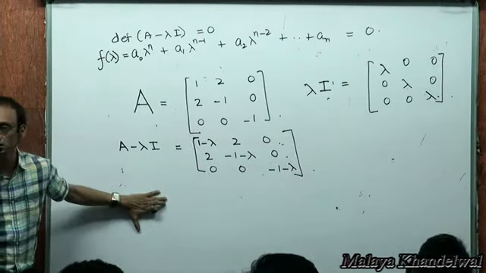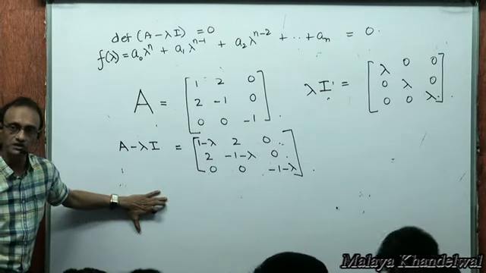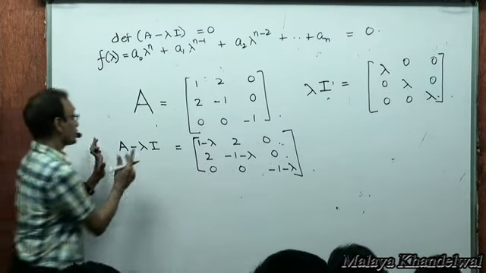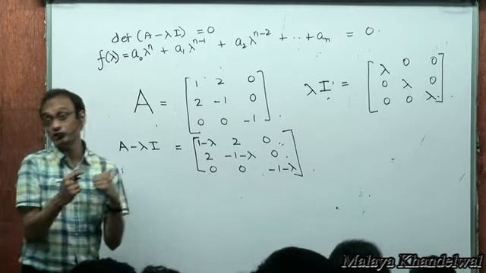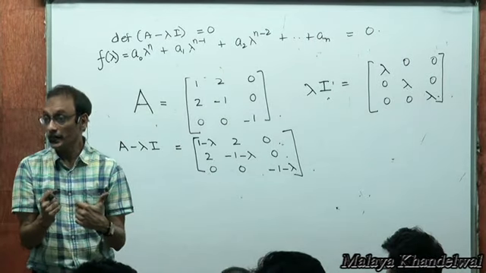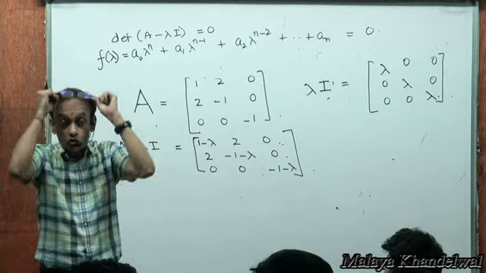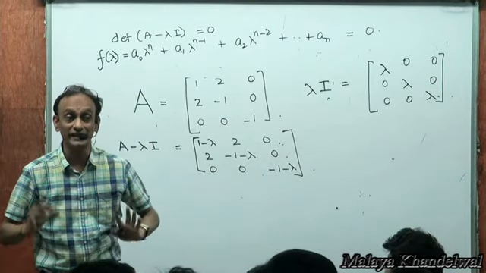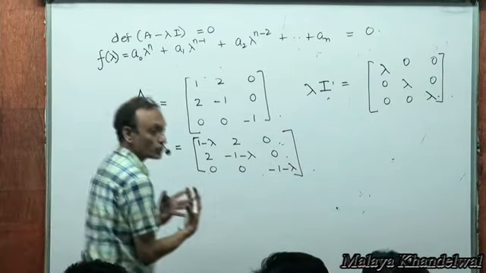Do you all understand this? Right? Now, A is a matrix of order 3, a 3 by 3 matrix. So I should get a cubic in lambda when I take the characteristic equation. See, this is what you'll get.